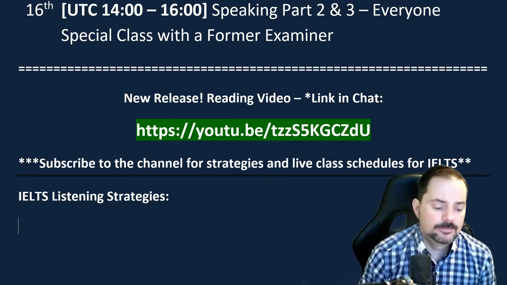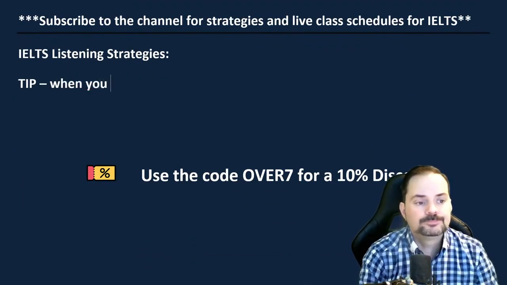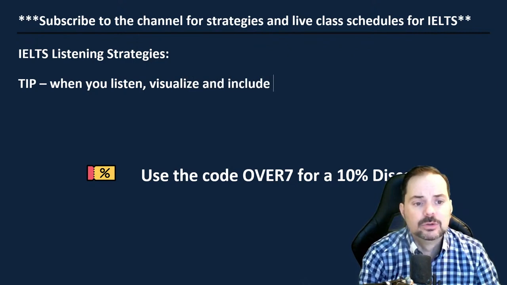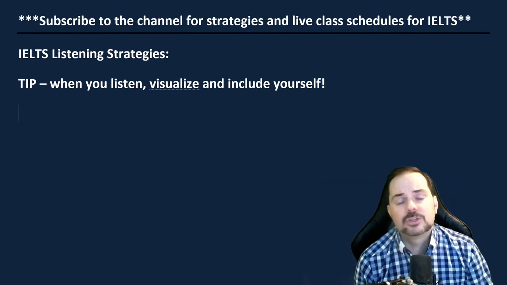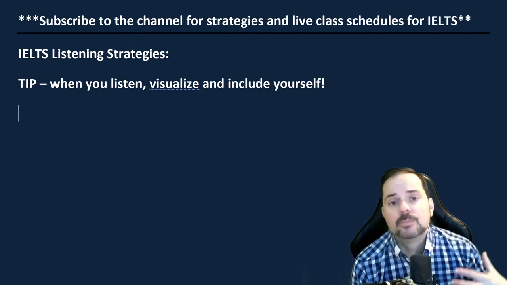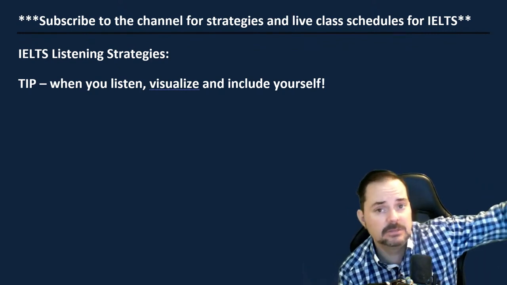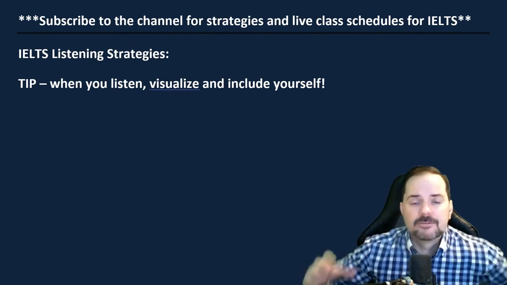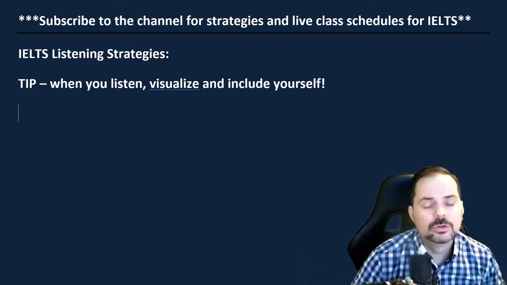All right. So for part 3 and 4, here's the first tip for you. When you listen, visualize and include yourself. So when you hear the student talking to the professor, become the student, become the professor. Be a part of the listening. Don't just think about it like, there's a couple of people over there talking to each other and I'm just kind of listening to what they're saying. If you do that, your brain kind of shuts off, or it's not able to process the information at its best. So you want to be a part of it.